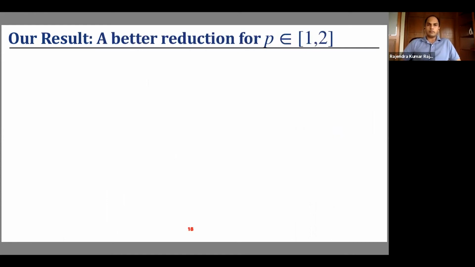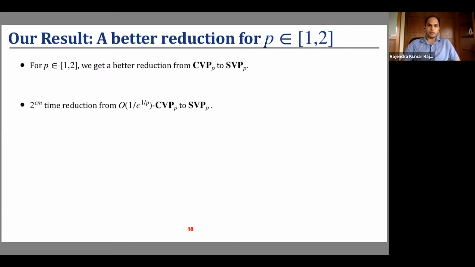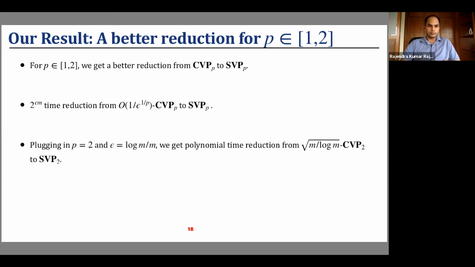We also have one more contribution, which is when we are interested in the ℓp norm when p is between 1 and 2. In this case, we get a better reduction from CVP to SVP in the ℓp norm, and the loss in approximation factor here is order of (1/epsilon)^(1/p), which is smaller than the 1/epsilon factor we had in the earlier reductions.